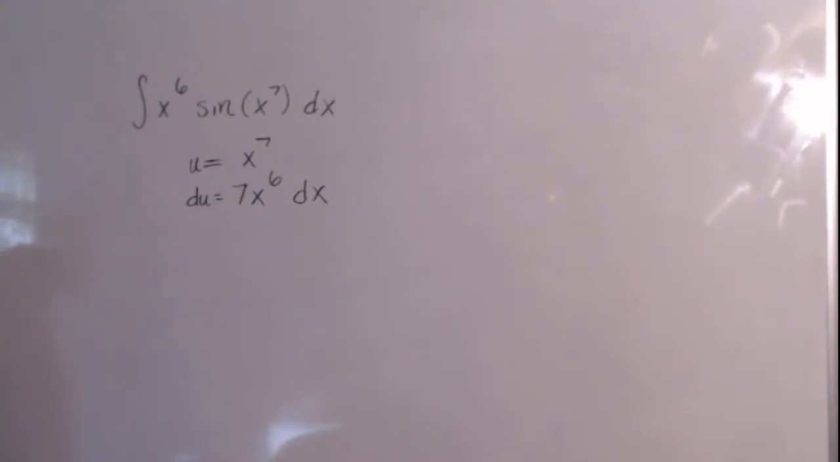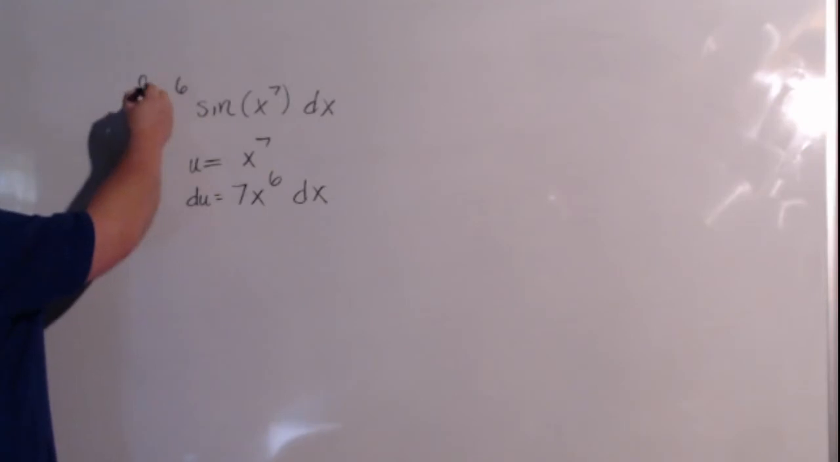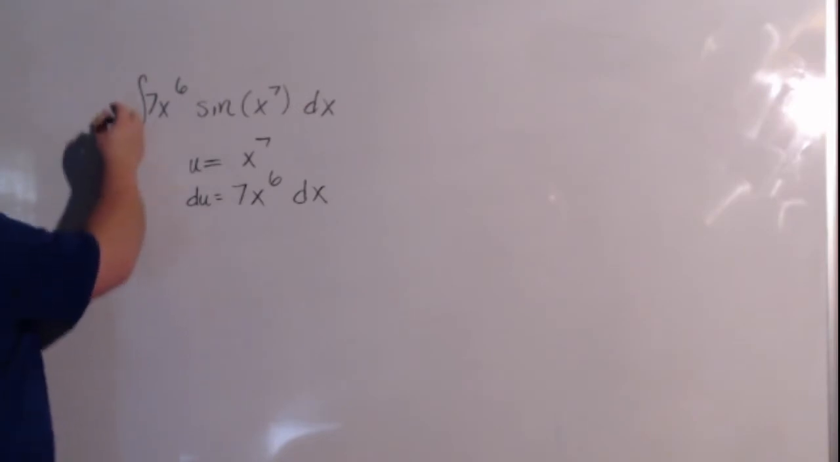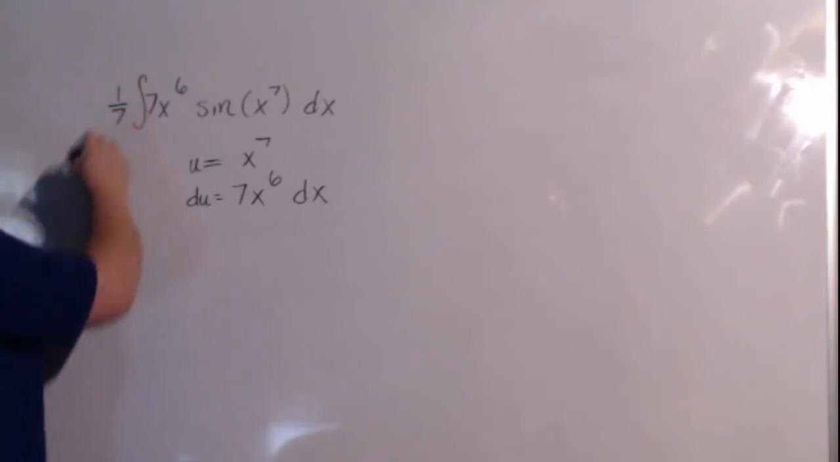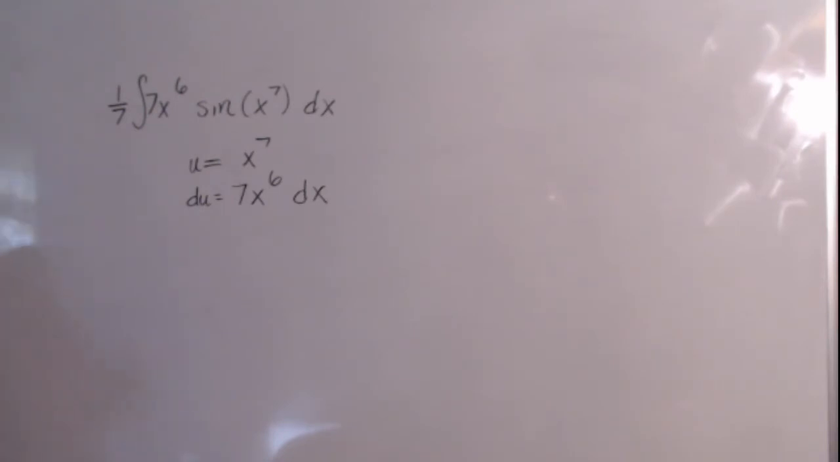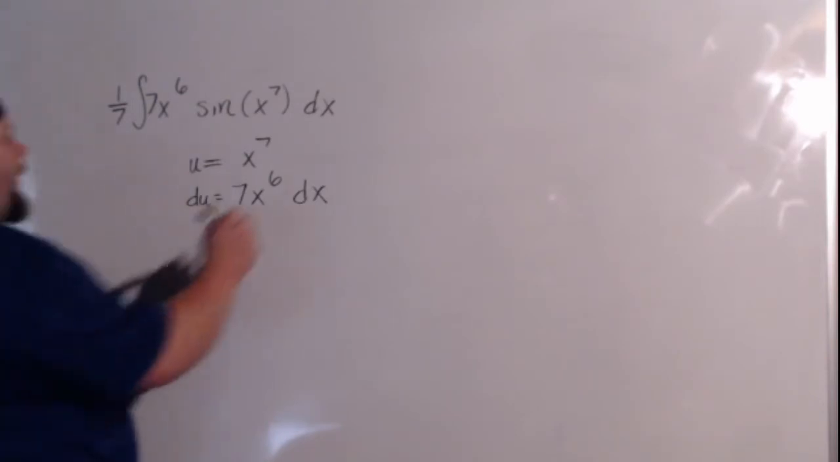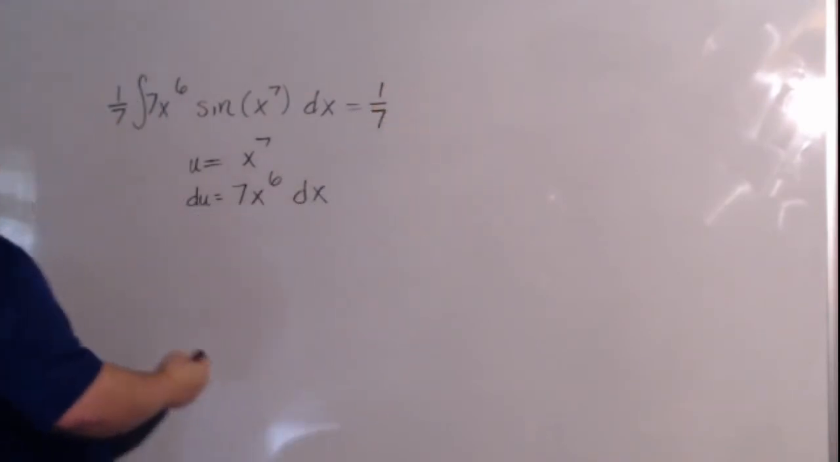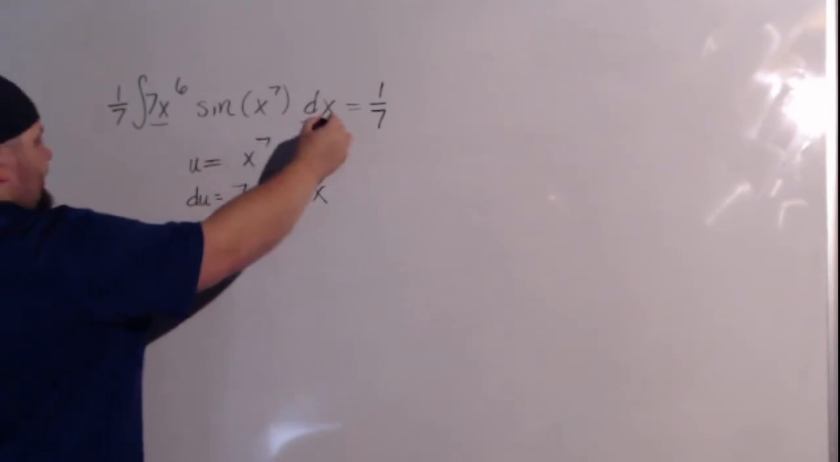And you may recall at the beginning I said you can introduce constants, but you may not introduce functions of x. So it is perfectly fine for me to plug a 7 in here, but I can't just put a 7 in there and forget about it. I have to do the opposite on the outside, because I've effectively now multiplied by 1, right? 7 over 7. So I have 1/7, and 7x to the 6th dx is all du.